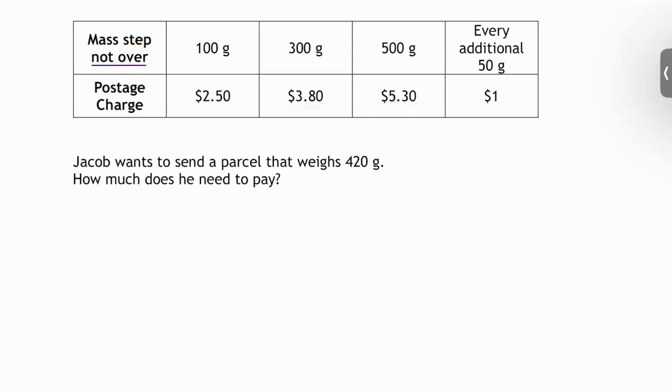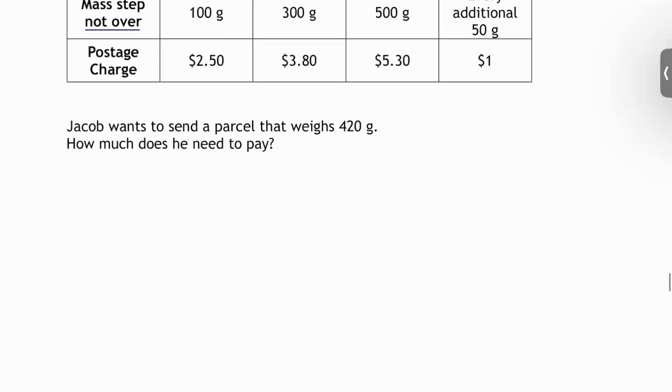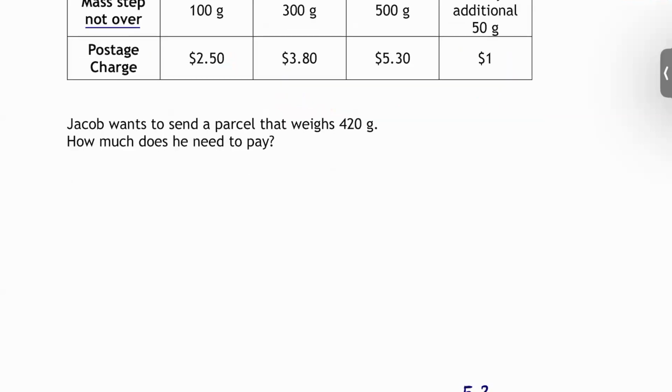Okay, so what this means is that as long as you exceed 100 grams, you're going to have to pay this amount. If you exceed 300 grams, you're going to have to pay this amount. Every additional 50 grams only refers after 500 grams. All right, so you actually do not need this number. The answer is $5.30. You just need to state.